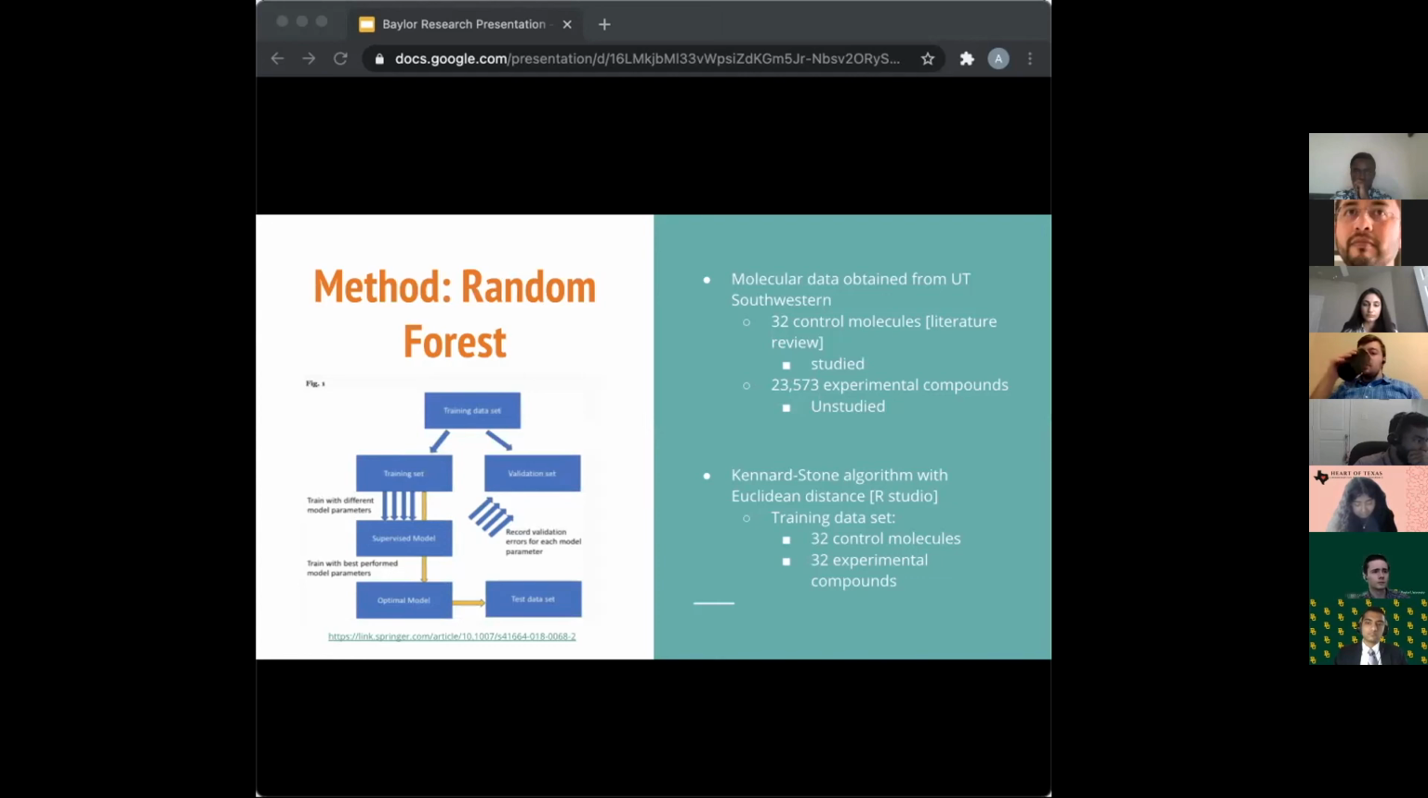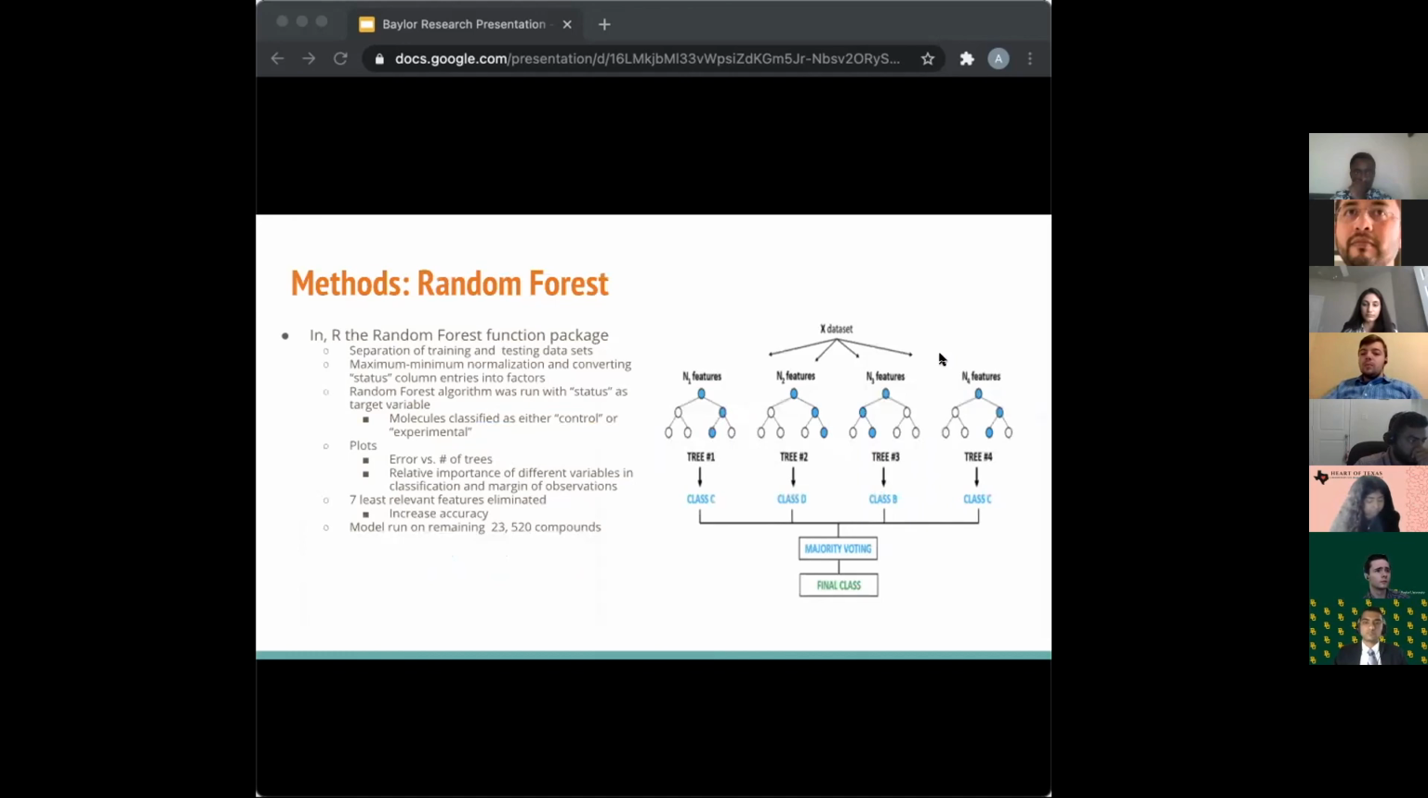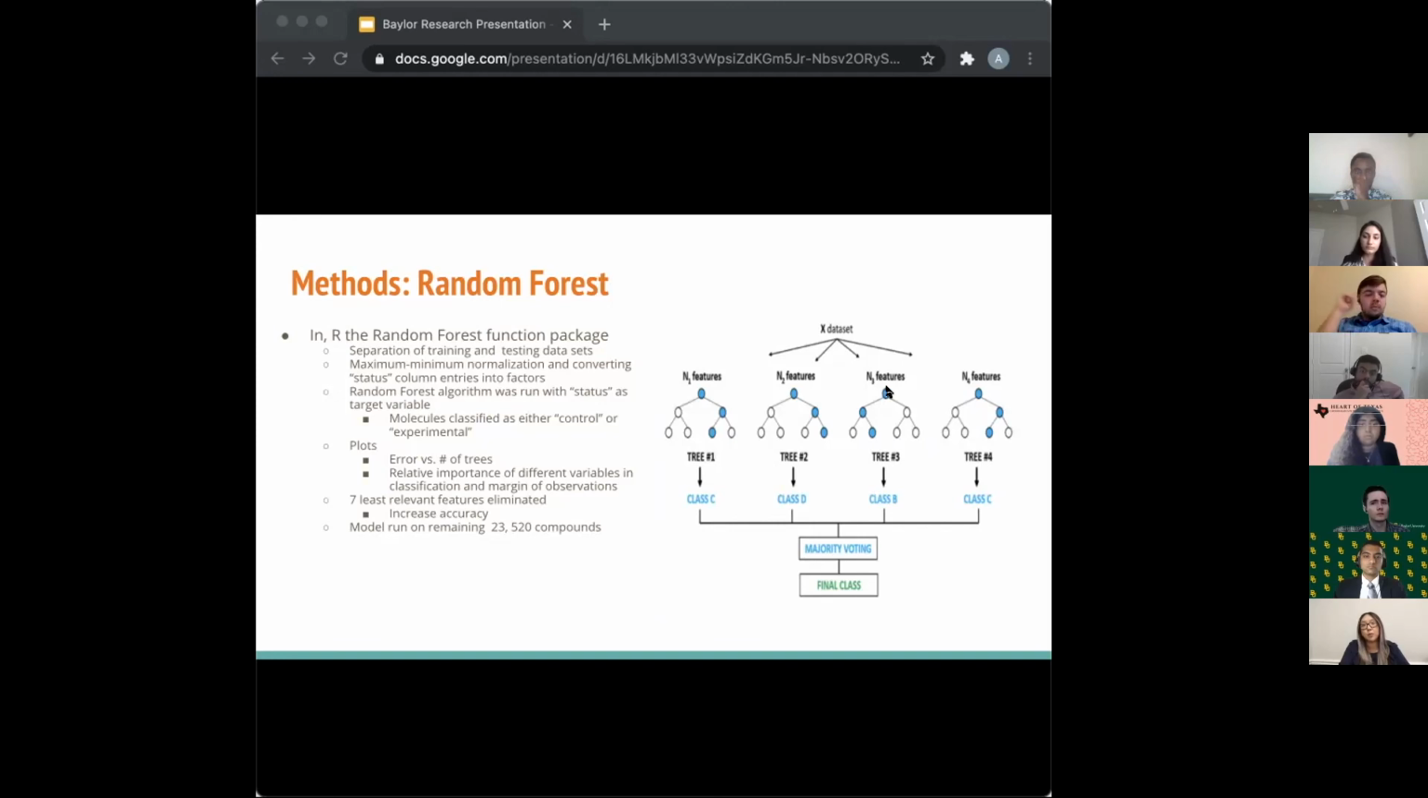The training data set was then analyzed using random forests, which is a method that builds multiple decision trees and merges them together to get a more accurate and stable prediction. The assessments were executed on the training data set, with the target variable being the status variable, which classified molecules as either experimental or control. To increase the model's accuracy, 7 of these relevant variables were removed from the training data set. These variables were identified by generating the relative importance of features plot, where variables were plotted according to their mean decrease Gini, measuring the variable importance.